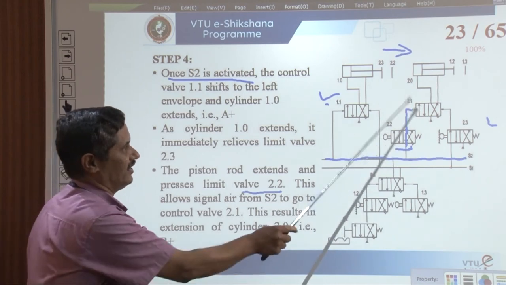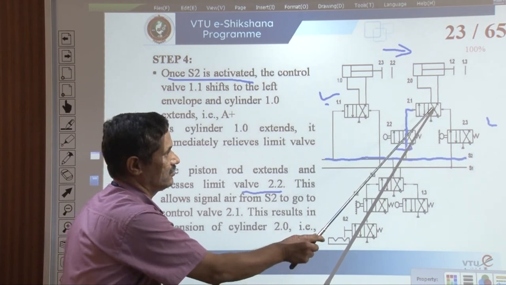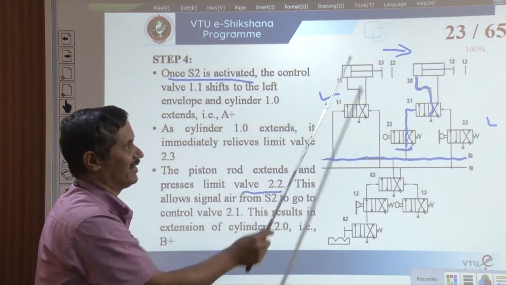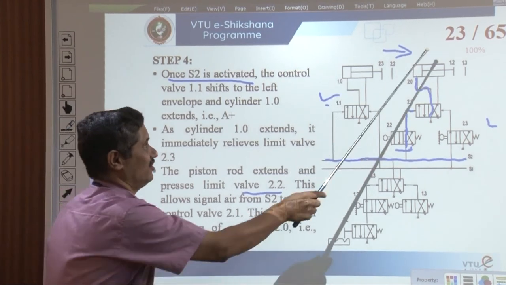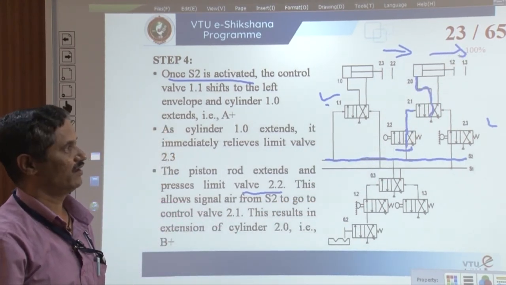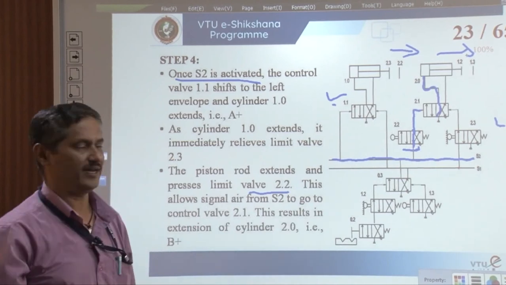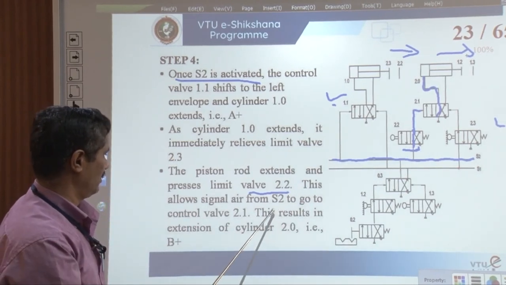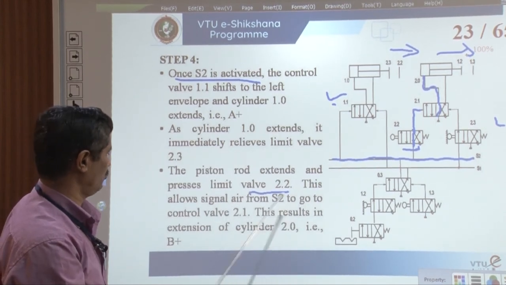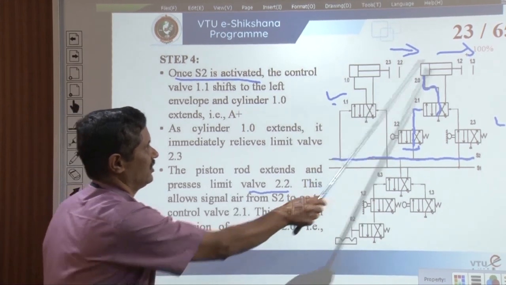So, if the air signal or the air pressure goes there, this position is acted now, so your air gets connected to this path. So, now we are giving a signal to the B+. So, the cylinder B also moves forward. When the B moves forward, what happens? It hits 1.3. Okay? So, the same thing he explains here, allows the signal air from S2 to go to the control valve 2.1, and this results in extension of the cylinder 2. That is what I said.